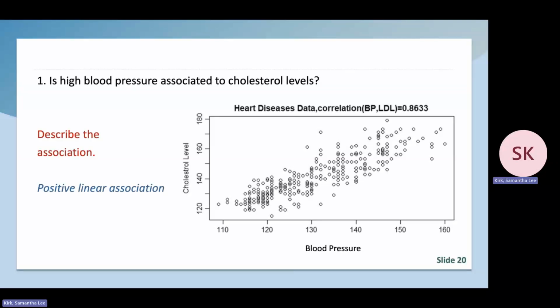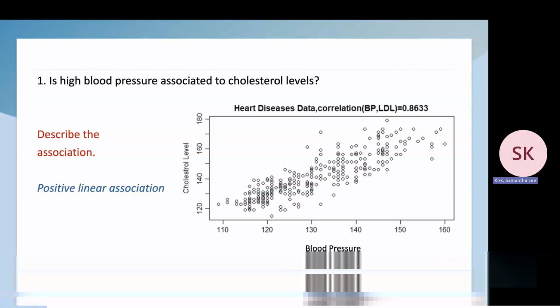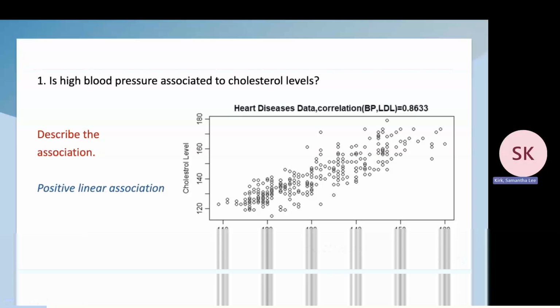And I would describe that association as linear, meaning it looks kind of like a line. These dots don't exactly line up on a line, but from far away, it looks like it's going up with a positive slope. So I would say a positive linear association. So you could say a positive linear relationship, a positive linear association, a positive linear correlation.